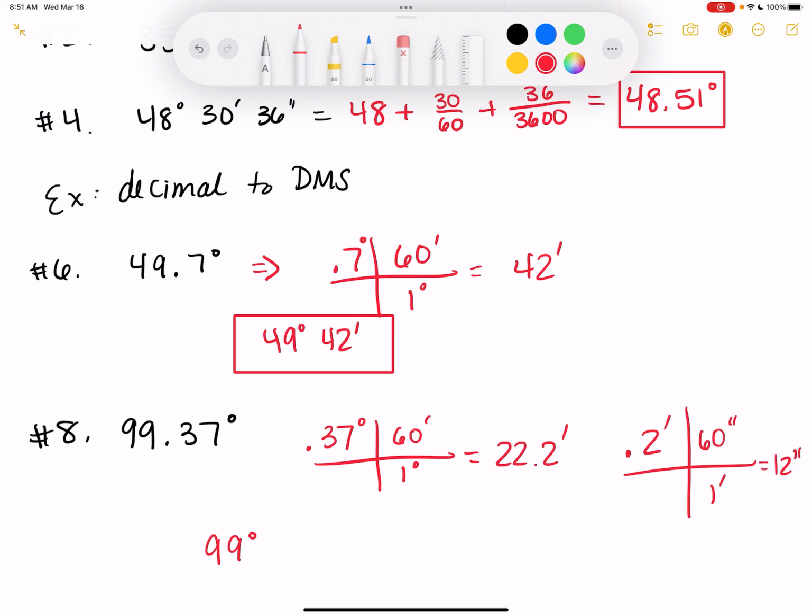So the way we write this, because remember we've converted this 0.2 over here: 99 degrees, 22 minutes, 12 seconds. Okay, this makes sense. It's pretty simple.